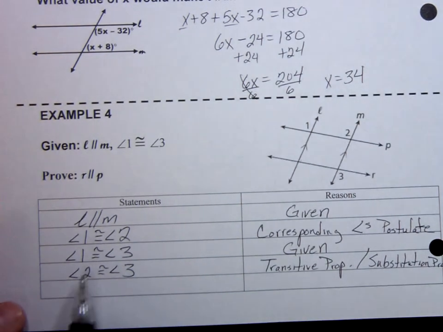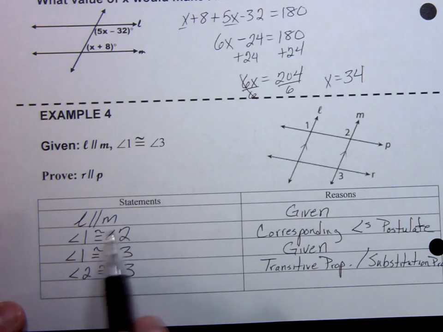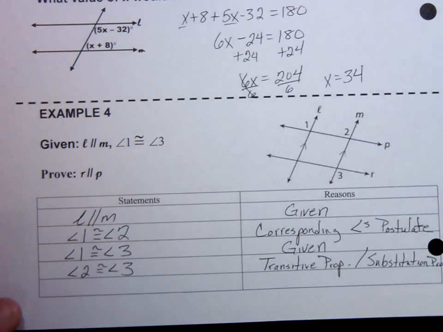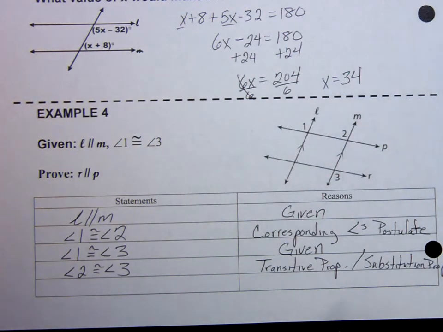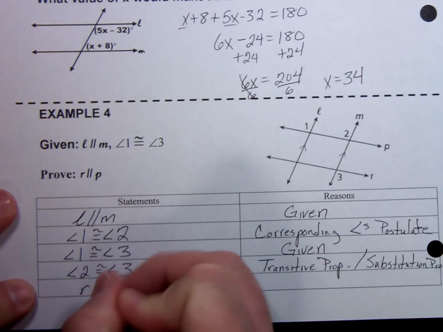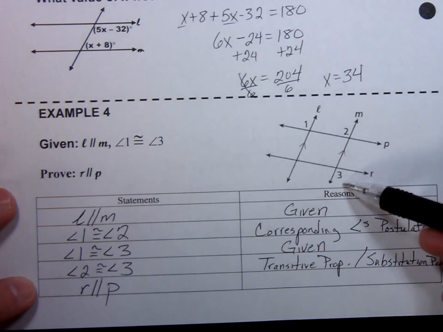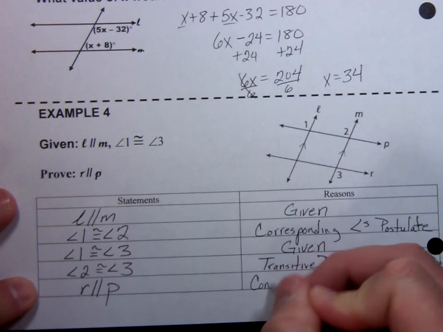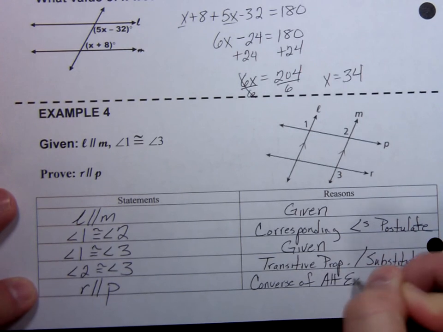You could say I'm taking this right here and I'm substituting the 2 in place of the 1 because they're congruent. I can replace one with the other. So if I substitute that in, now I have angle 2 is congruent to angle 3. So either way you do that, one would be acceptable to me. Now because angle 2 and 3 are congruent, I can finally finish my proof and say that lines R and P are parallel, because if alternate exterior angles are congruent, then these lines have to be parallel, and that was the converse of the alternate exterior angles theorem.